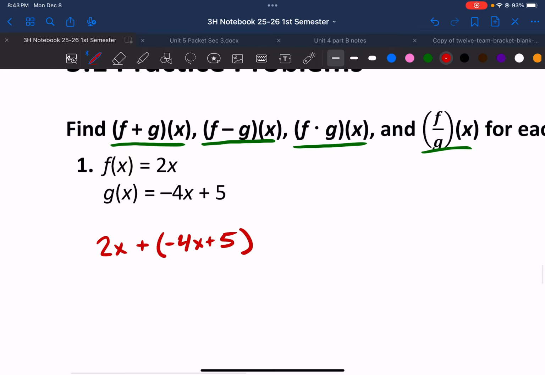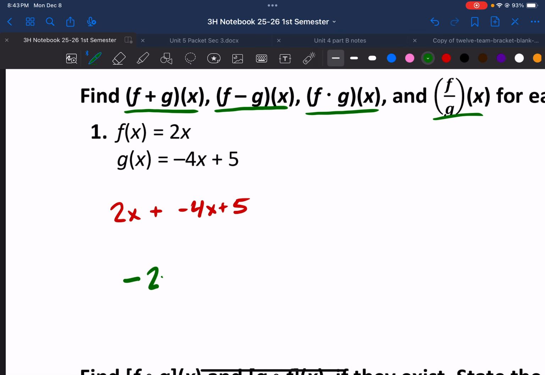Now the reason why I'm putting the g of x equation in parentheses right here is because it's a two-term equation, a two-term function. We want to make sure that we don't miss anything when we're multiplying or dividing. I could put parentheses around this, but because it's a single term, I don't really need to. Now, because this is addition, I can actually just drop these parentheses. We're going to combine like terms, negative 2x plus 5. That would be f plus g of x.